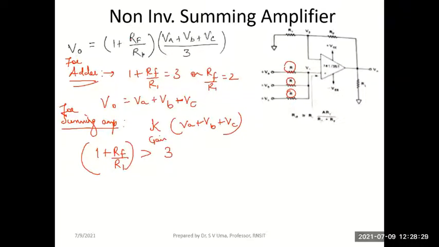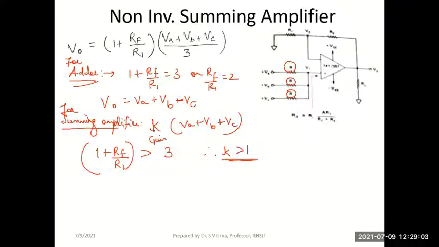If this multiplication factor is more than 3, you are going to get this ratio of 1 plus RF by R1 by 3 to be some positive value greater than 1, and when I multiply it to the sum of the voltages, it becomes a summing amplifier. So therefore you will get K to be more than 1, and hence the circuit works like a summing amplifier. As simple as that. If it is greater than 3, it is a summing amplifier. It will add all the 3 input signals and multiply it with a positive gain.